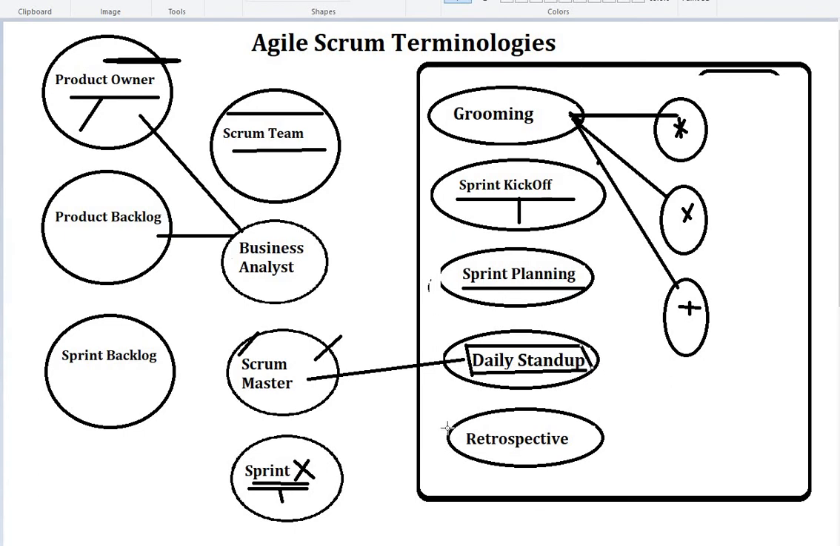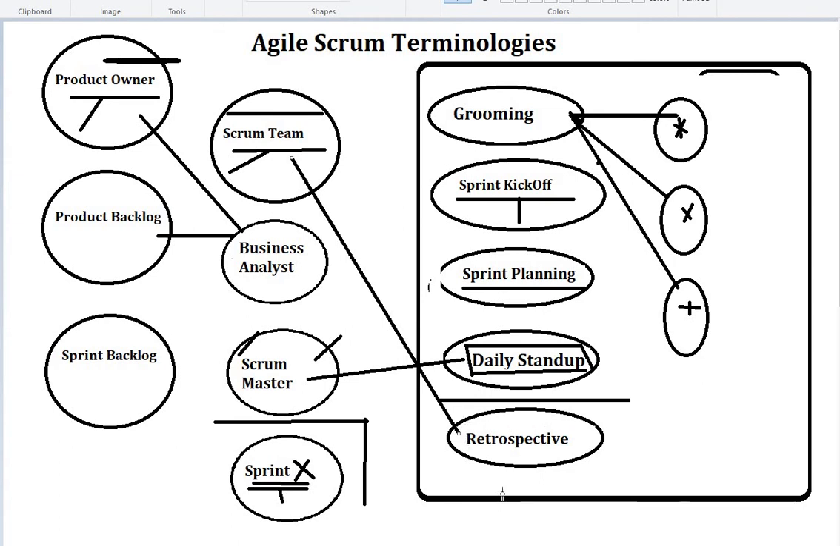So what is the retrospective? Retrospective is the meeting that happens as soon as your sprint ends. It is the meeting where each Scrum team member will be part of that retrospective, where they bring up what went well and what did not go well in that sprint. Basically, that retrospective meeting is kind of lesson learning.